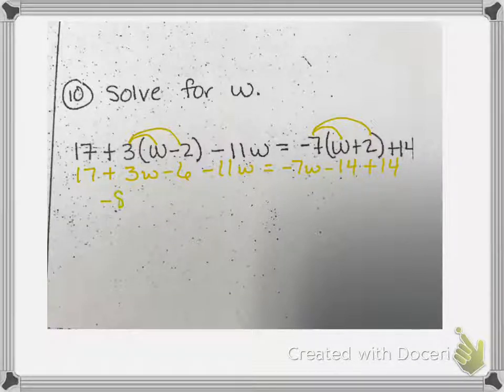Okay, I'm going to combine like terms. Negative 11w plus 3w gives me negative 8w. And then 17 minus 6 gives me 11 on the left side. On the right side, my 14s cancel and I get negative 7w. I'm going to move my 8w over by adding to both sides, and I have 11 is equal to w. Halfway there.